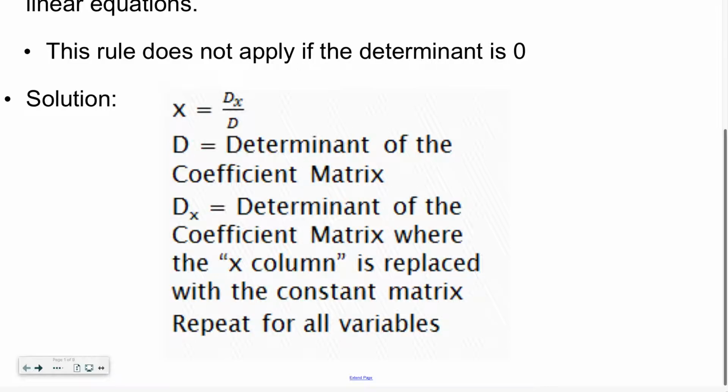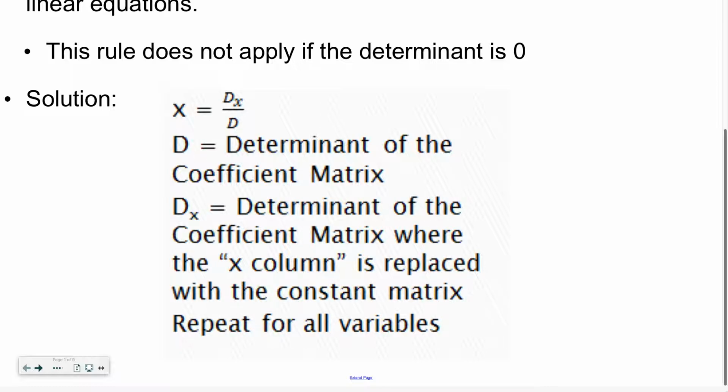What do I mean by the constant matrix? Okay, the numbers that are on the other side of the equal sign, there's like one of them for each equation. Okay, those would be the constants. So we're going to take the matrix that we had for the coefficients, and if we're solving for x, we're going to replace the x column with those three numbers. If we're solving for y, we're going to replace the y column with those numbers. And if we're solving for z, we would replace the z column.